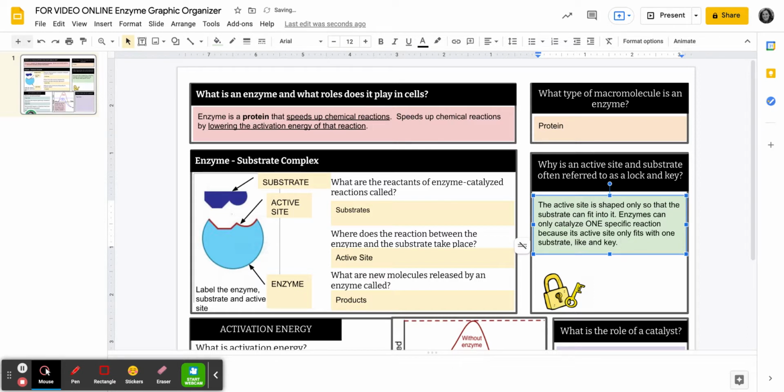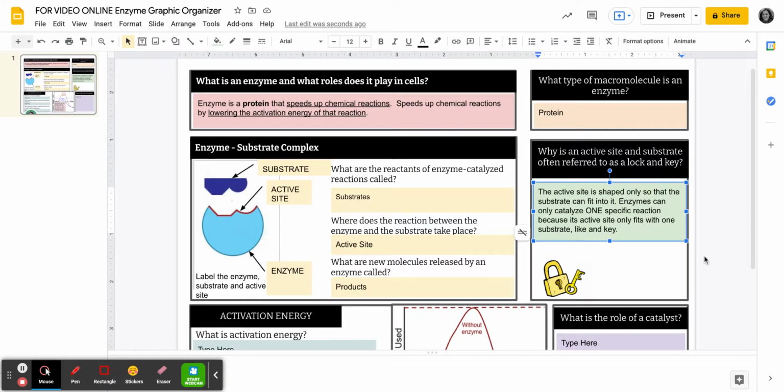So think about that. You've got a house key, you've got a car key, you've got maybe a key to a shed or a garage, you've got a key maybe to a bike lock, okay? Those are all different shapes and sizes and have a different role to unlock different things. The enzyme and the substrate active site combination works very similarly to that, okay? So the active site is shaped only so one substrate can fit into it. And enzymes can only catalyze one specific reaction because its active site only fits with one substrate, like a lock and key.